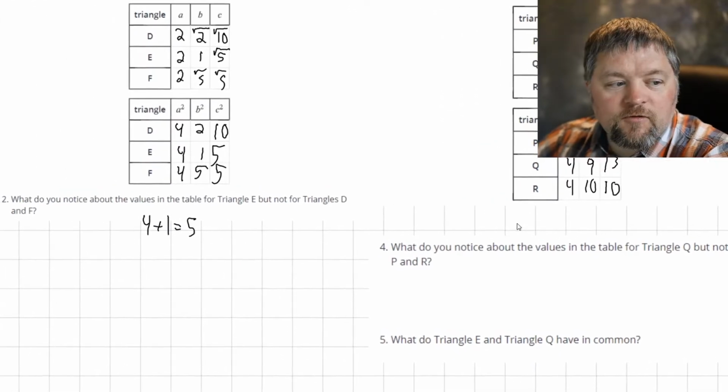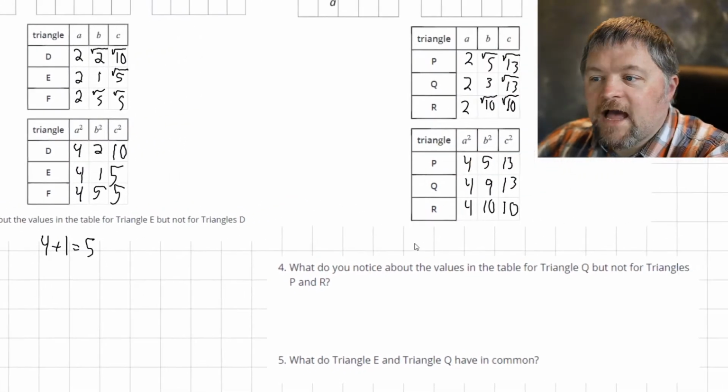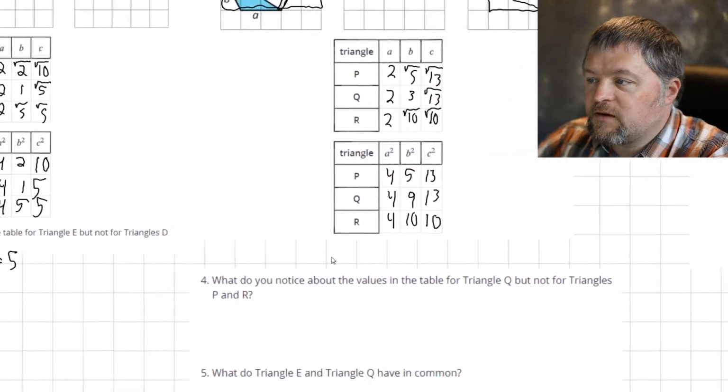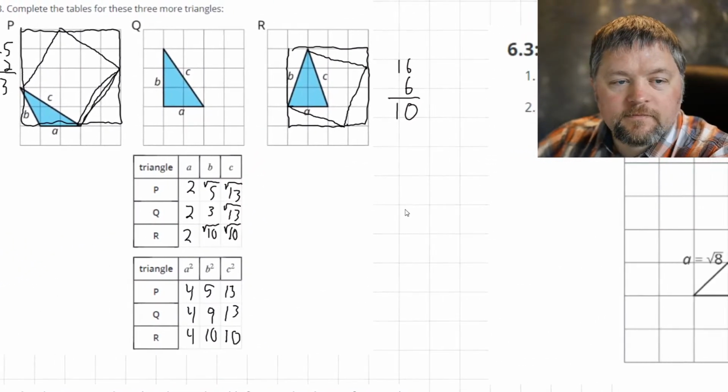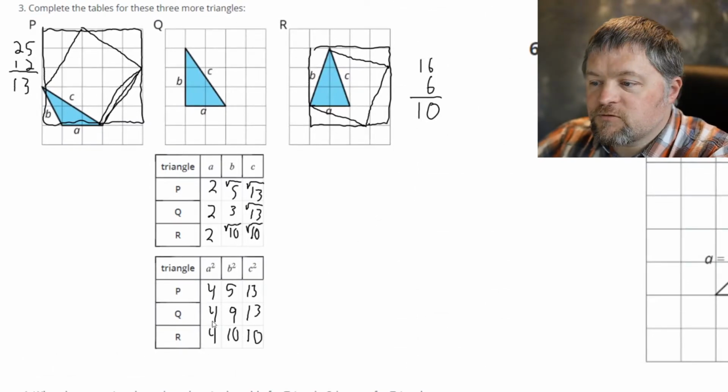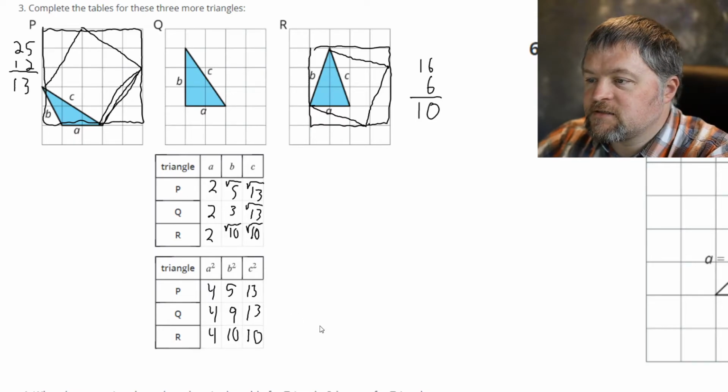Let's check what we wrote down about the last table. The sum of the squares was the same. So for this one, 4 plus 9 equals 13. That worked again. 4 plus 5 does not equal 13. 4 plus 10 does not equal 10.